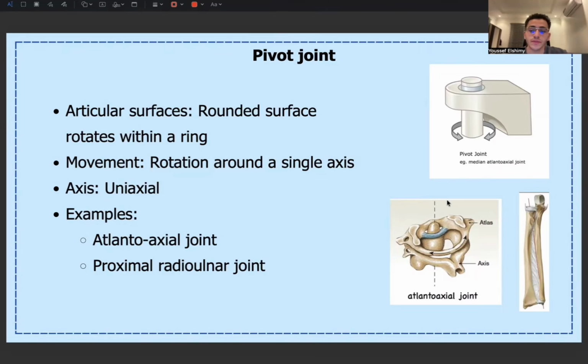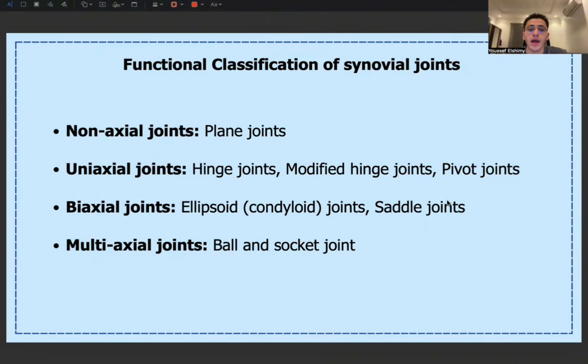Okay, so now we can classify the synovial joints according to their function, or according to how many axes they can move across. So we have the non-axial joints, which means the joints that do not move in a certain axis, and we mentioned that they are the plane or the gliding joints. Then we have the uniaxial joints, which means they move in only one axis, which include the hinge joints as well as the modified hinge joints. So things like the elbow, the knee.